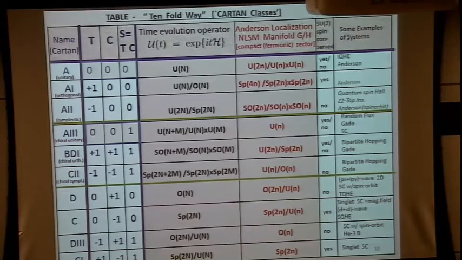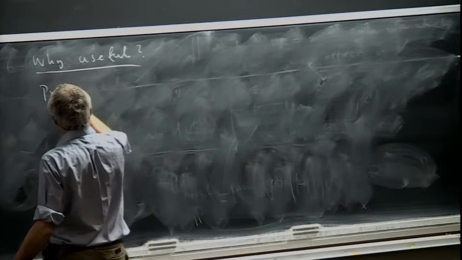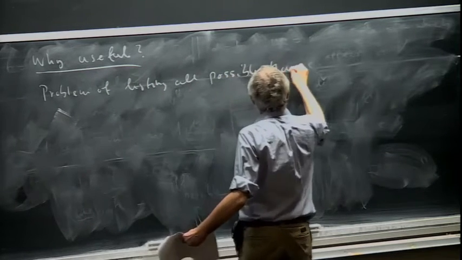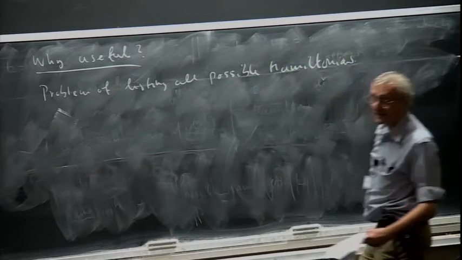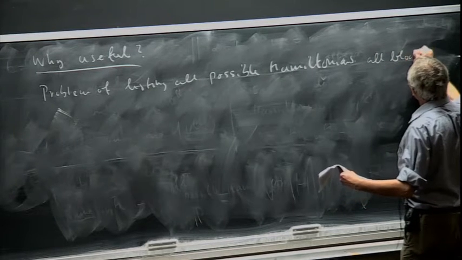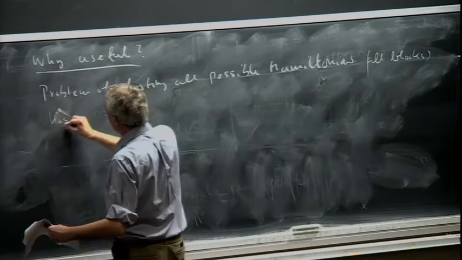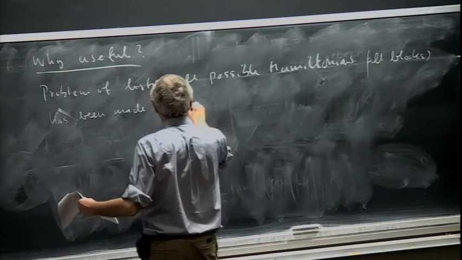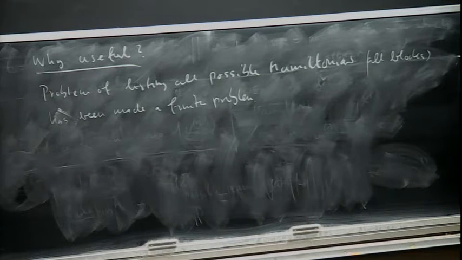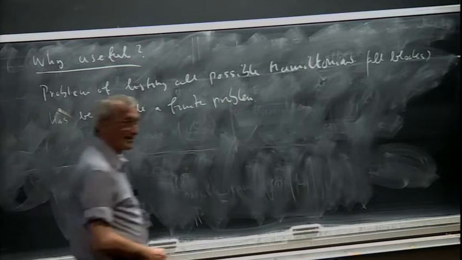So why is this useful? It's useful because now the problem of listing all possible Hamiltonians, and here I mean the single particle Hamiltonians, n by n matrices, the problem, which is all blocks, has been made a finite problem. So we have a finite list of possible quantum mechanical Hamiltonians. And then with this list in hand, we can ask the question, if I now want these to be topological, which ones can be topological, which ones cannot be, and so on. But I have a starting point.